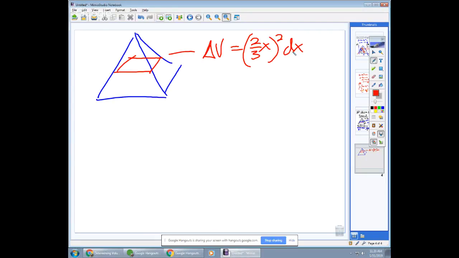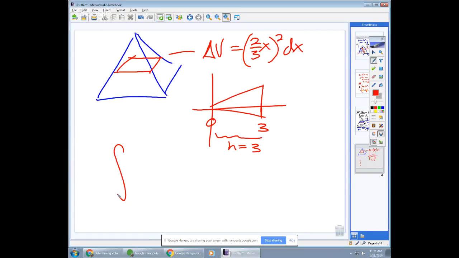And if you look back at my sideways version of the cross section, x was going to go from 0 all the way to 3, which was the height of this pyramid. So I believe that if I integrate as x goes from 0 to 3, I'm going to square out that thing, and I'm going to call it 4/9 x squared dx. This will give me the volume of the pyramid.